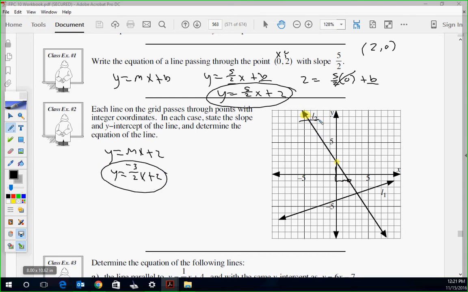That is the first line, or line 2. They labeled it here. It says line 2 right there. Line 2 is -3/2 x plus 2. A couple things you can double check your work. That's definitely a negative slope, right? That line's going down to the right.